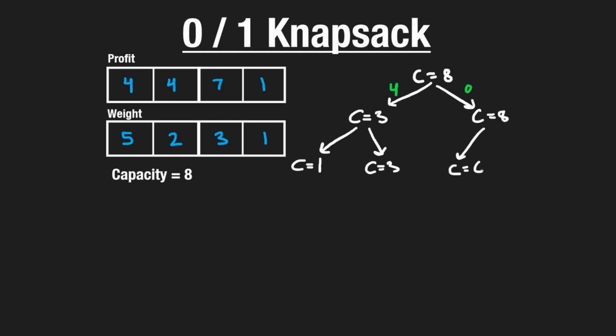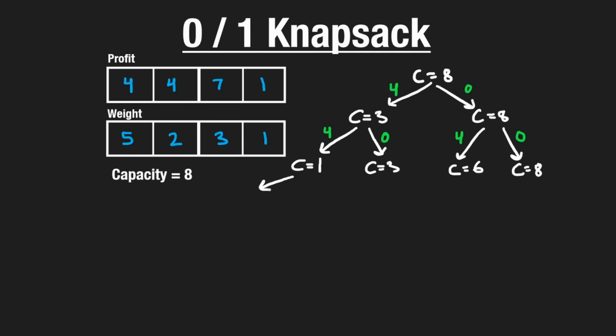If we include it, we'll have a capacity of 6 left. If we don't include it, we'll still have a capacity of 8 left. And if we include the item, we'll gain another profit of 4. If we don't include it, we'll gain a profit of 0 for that decision. Here, same thing, we'll gain a profit of 4 or gain a profit of 0. And now at the third item, it has a weight of 3.